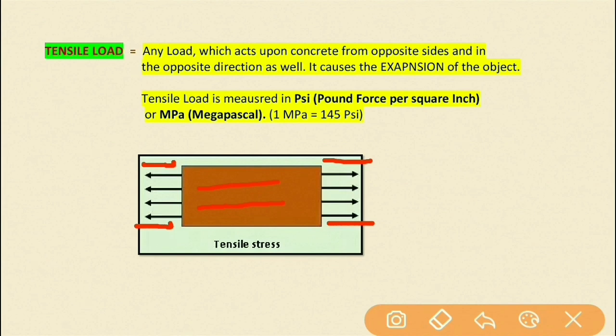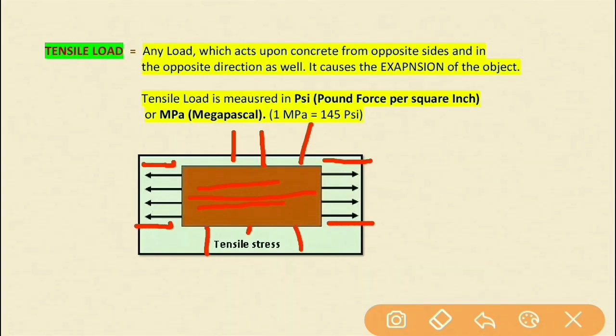That's why, to make concrete stronger to face tensile stress, we provide steel bars in between. So we put steel bars in between so the concrete should not break in the middle. And if the forces are applied like that, that's why the steel bars are there, to bear this type of load, this type of tensile load.